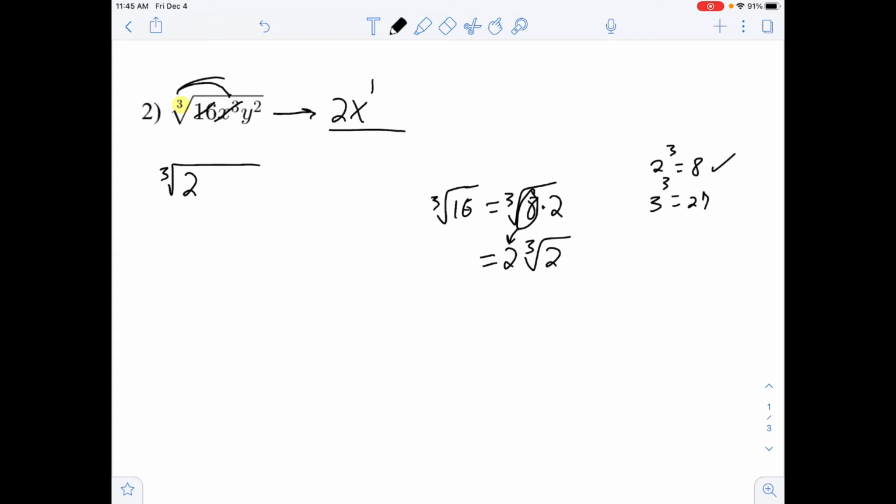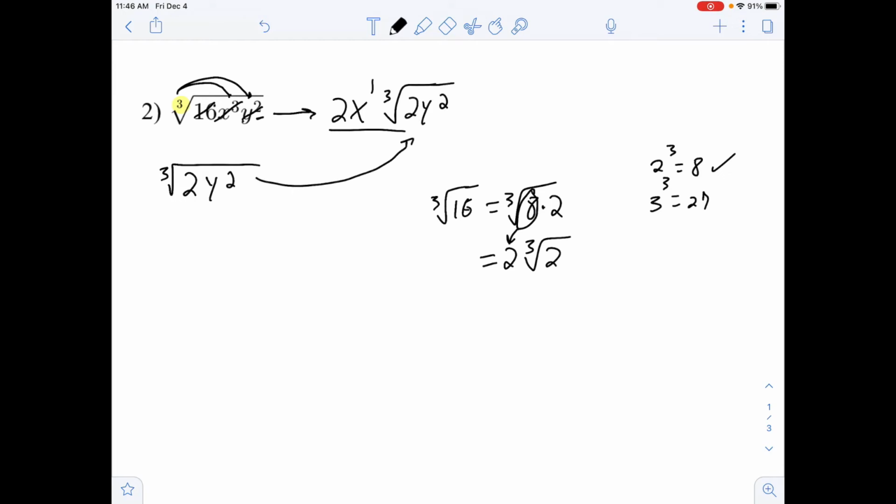Then we say 3 goes into 2. It does not go into 2. Because again, the smallest this number can be is a 3. It has to go in at least one time. If it doesn't, it's all got to stay inside. So this whole thing has to stay in, nothing comes out. So then this would be cube root of 2y squared.